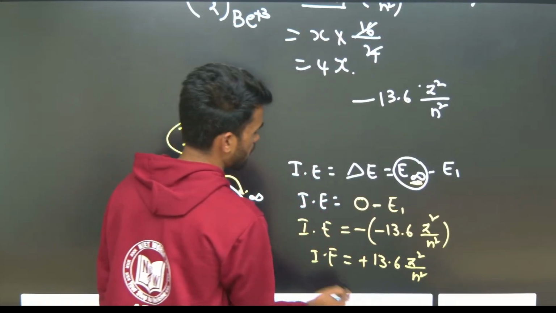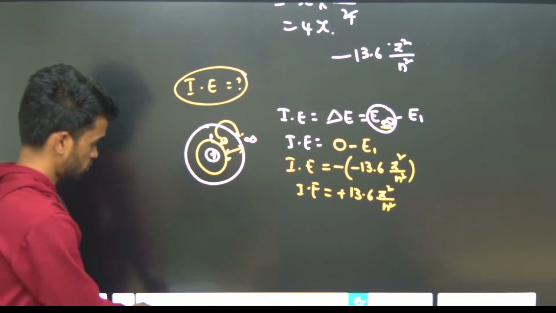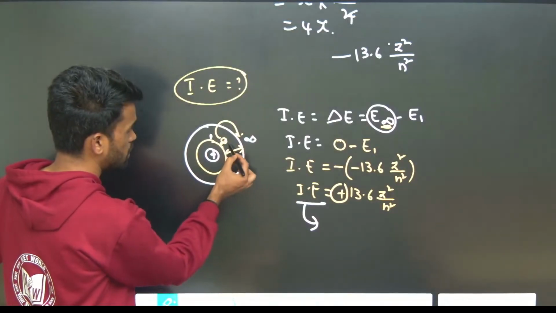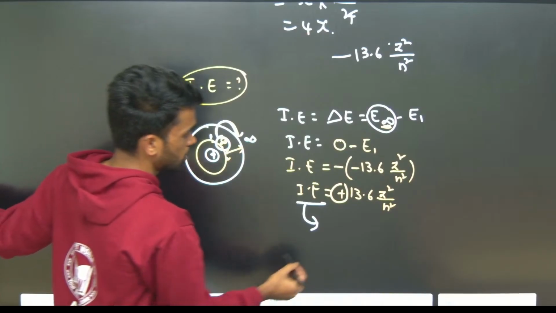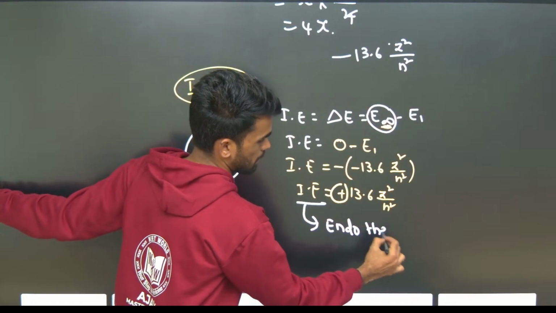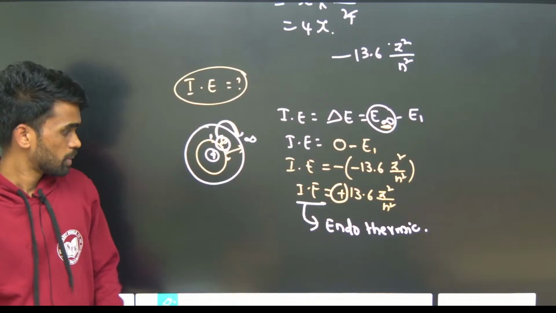Now tell me, is ionization energy exothermic or endothermic? What is the sign you are seeing here? Positive, no? So it means heat is absorbed, the energy required to move the electron from the first state to the infinite level. So this is an endothermic process.